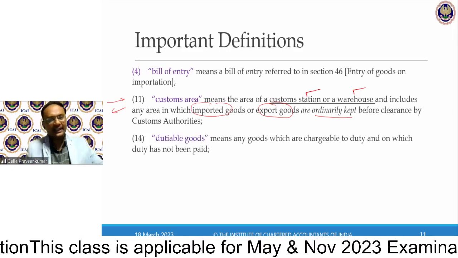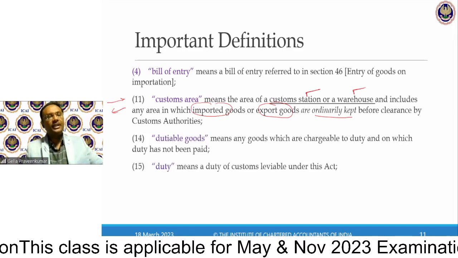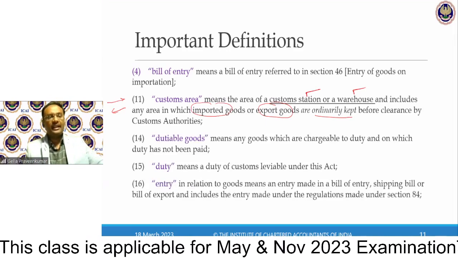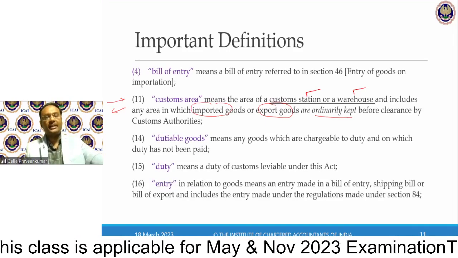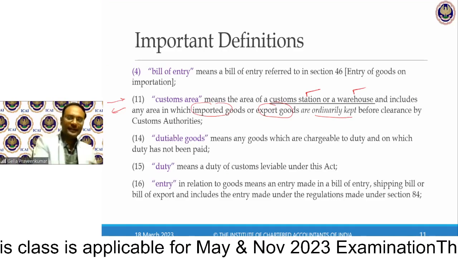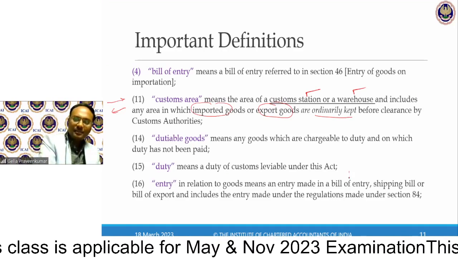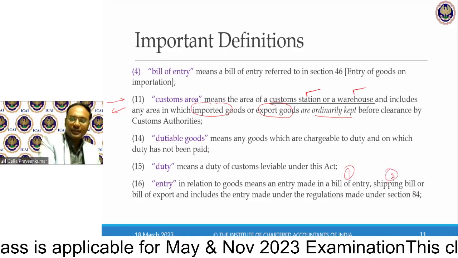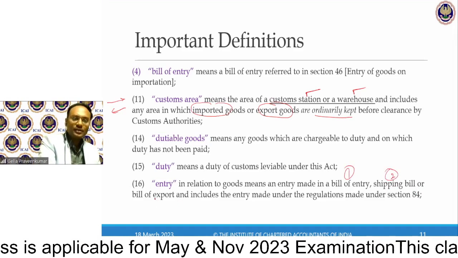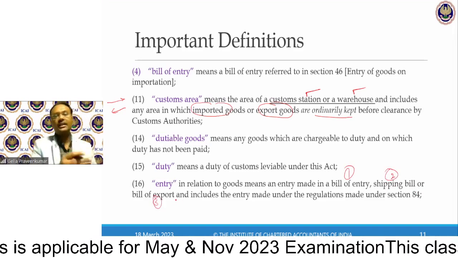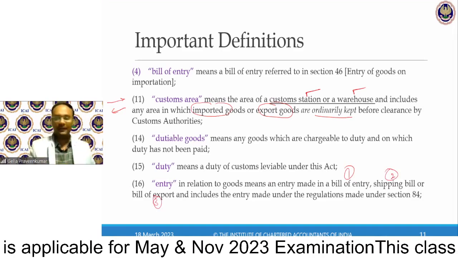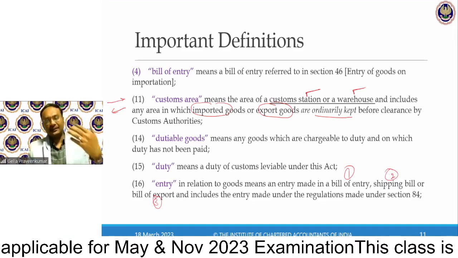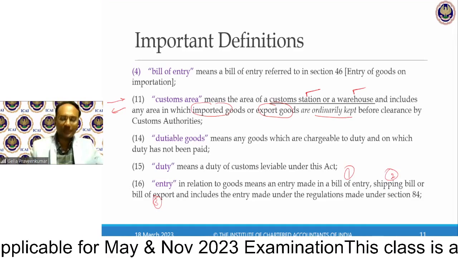Dutiable goods, I have explained in detail in the assessment. Duty refers to the Customs Tariff Act, also Customs Act. Entry in relation to goods means entry made in the bill of entry, shipping bill, or bill of export. Bill of entry, point number 1, is in relation to imports. Shipping bill is in relation to exports. Bill of export is also in relation to exports. Common, I can replace shipping bill with bill of export. Interchangeable terminology. So I use the term bill of entry in case of imports, shipping bill or bill of export in relation to exports.